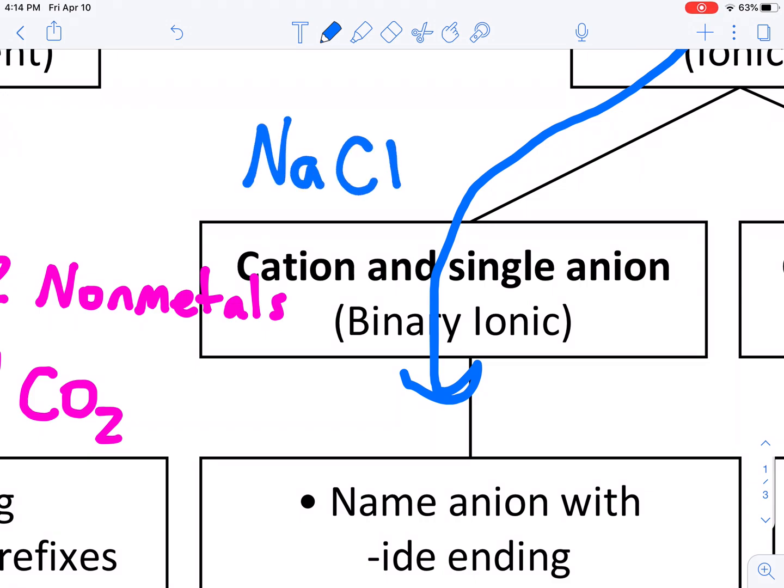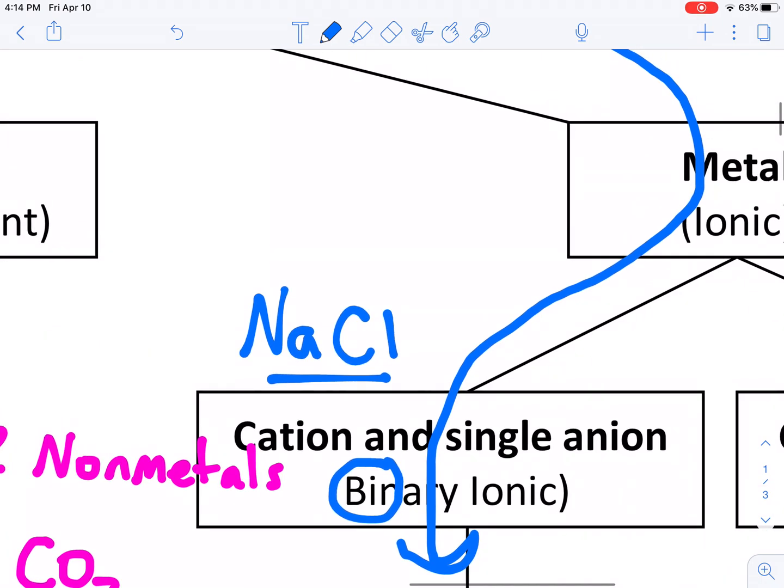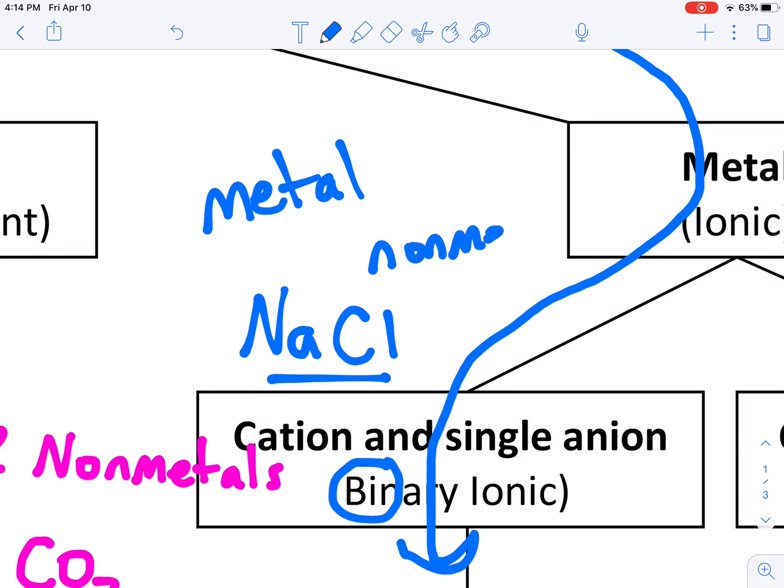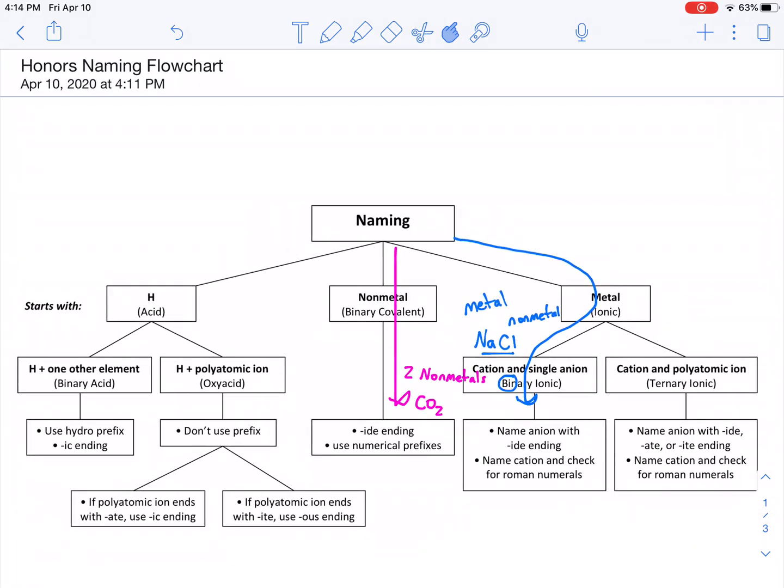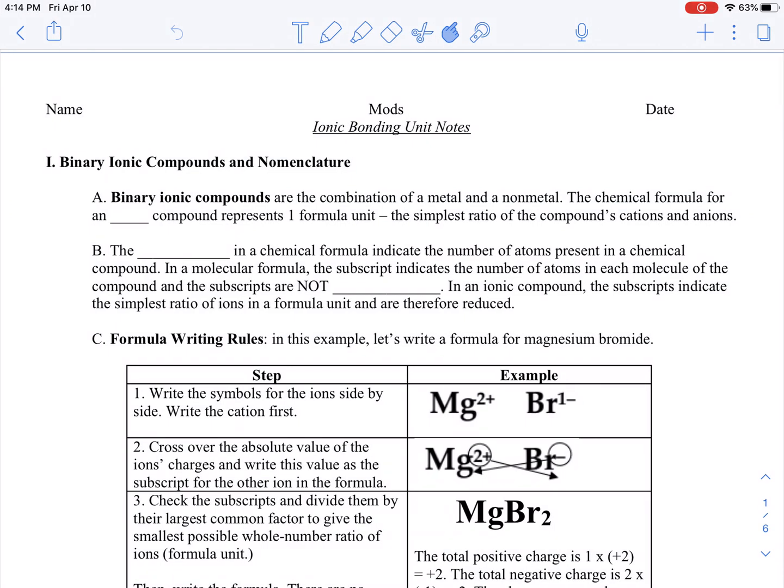And when they come together, there are two of them, so that's why we call this binary, bi meaning two. But you'll notice in this case, we are dealing with a metal and a nonmetal. And of course, when a metal and a nonmetal come together, we have an ionic compound. So now we're talking about ionic things. All right, let me join you on your note guide and we will dive in.